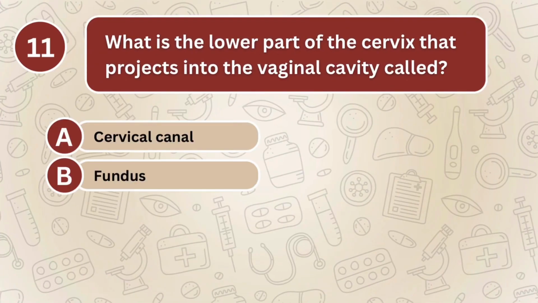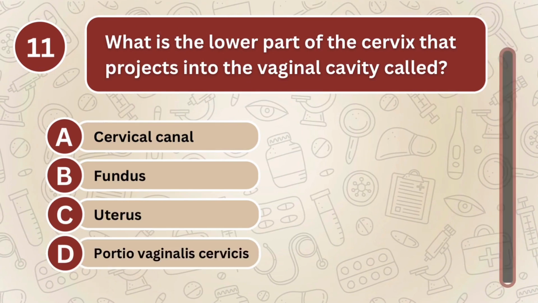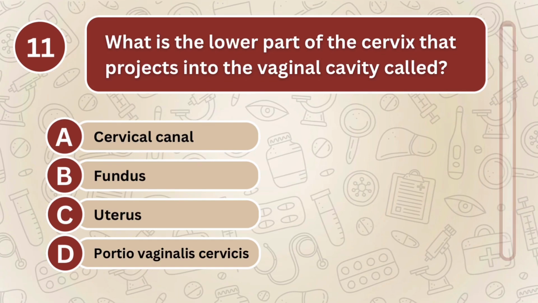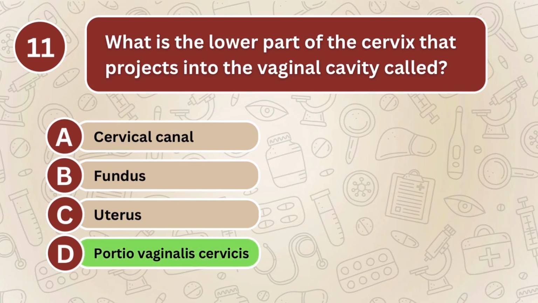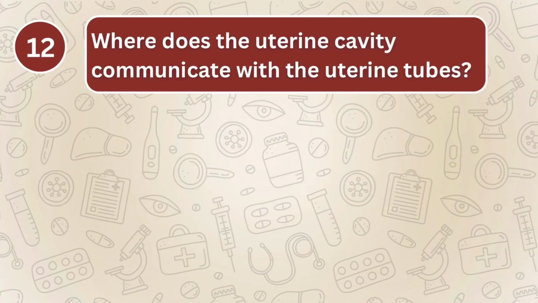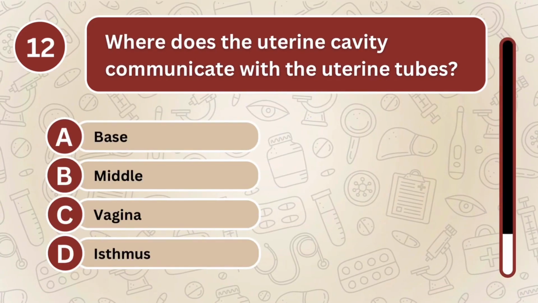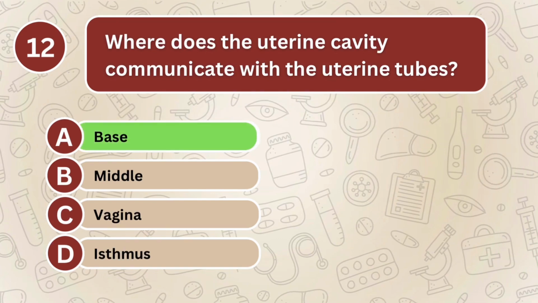What is the lower part of the cervix that projects into the vaginal cavity called? Correct answer is D. Where does the uterine cavity communicate with the uterine tubes? It's A. Base.